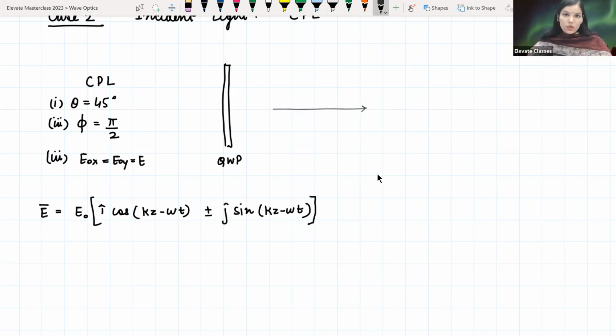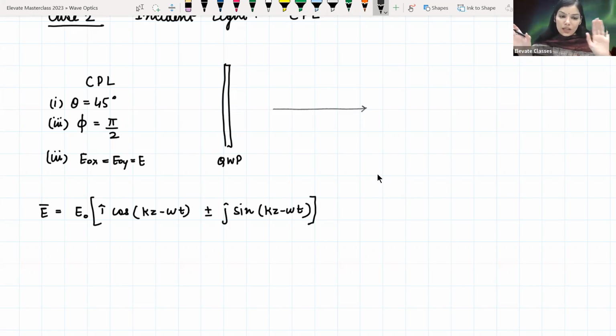Quarter wave plate is going to introduce a phase difference of pi by 2 in either the x component or in the y component. ठीक है? So अब क्या होगा कि एक तो ऑलरेडी x और y component के बीच में pi by 2 का phase difference है. ठीक है? Already they are at, इनपुट में ही एक कोसाइन है एक साइन है.